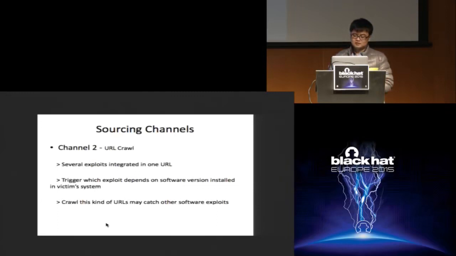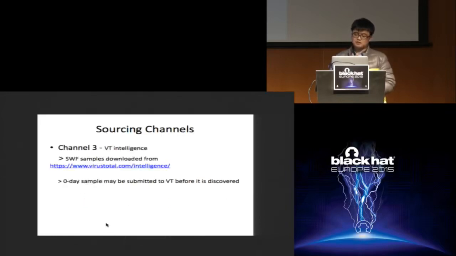The second sourcing channel is URL crawl. Usually, there are several exploits integrated in one URL. The server side decides which exploit to check depending on the software versions installed in the victim system. For example, if the user's Java version is low, the server side will check the Java exploit, but not the IE exploit or Flash exploit. So if you catch an old Java CVE or an old IE CVE detection URL, you can crawl the URL in an up-to-date system. It may trigger a Flash zero-day exploit. So you can catch this kind of URL and crawl them.